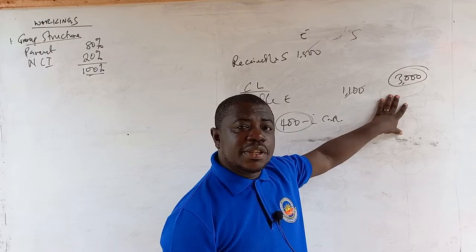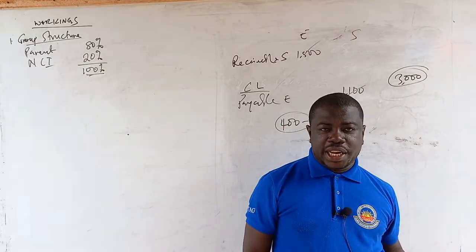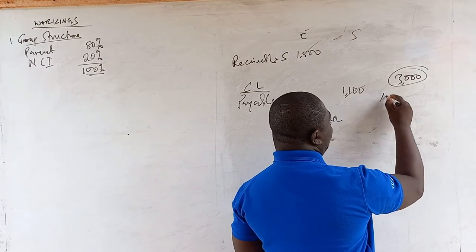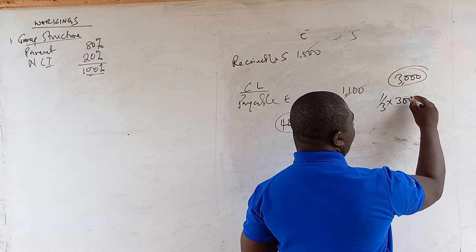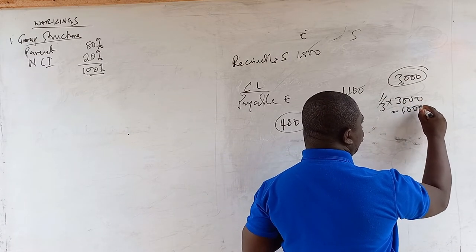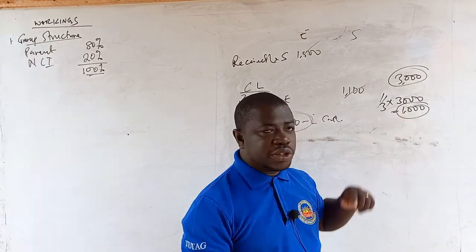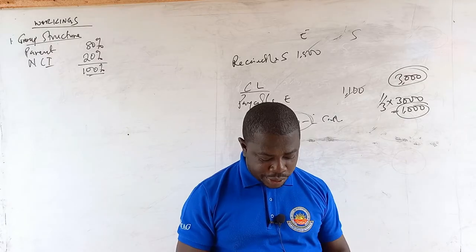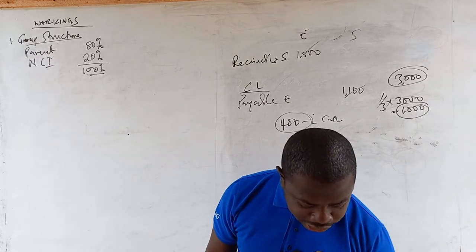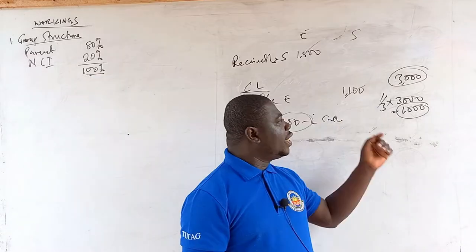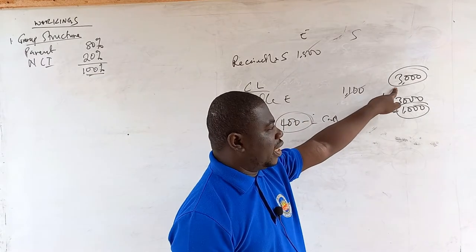Now, they made sales for 3,000. We need to get the unrealized profit. We are told that 1/3 remains unsold, so 1 over 3 times the 3,000 will result in 1,000. So 1,000 remains unsold. Now, what is the unrealized profit on this 1,000? If you go back and read carefully, you'll notice that we are told that Evelyn sold to Sophia for 3,000.